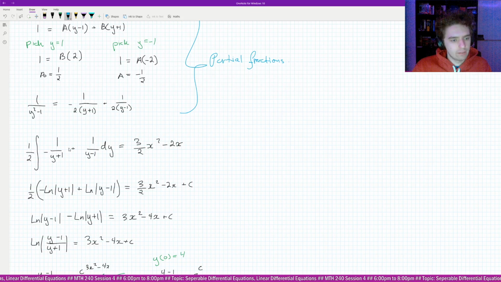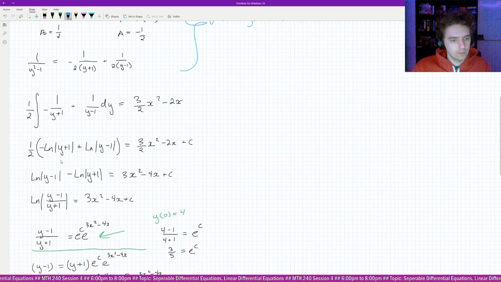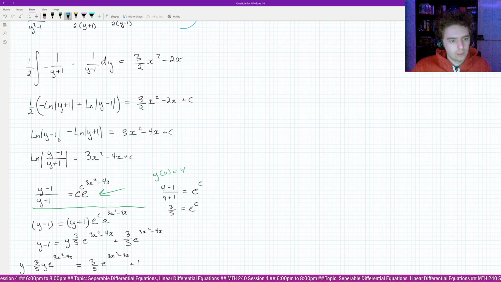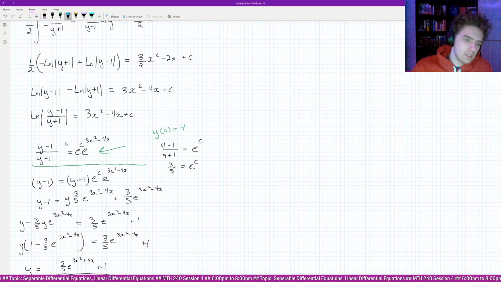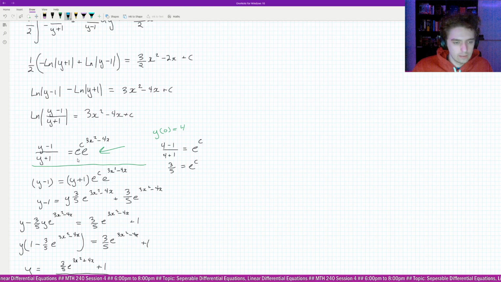the 1/2, and I have this whole side, which is just a bunch of lns, right? Multiply both sides by 2, rearrange, use a ln rule here to put them on top of each other, and then e to both sides. So e to the left side gives me the absolute value of y minus 1 over y plus 1, and on the right side we have e to the 3x squared minus 4x plus c, which I can move that plus c to the side as a multiplication by e to the c, based on our power rules, right? e to the c is a positive number.